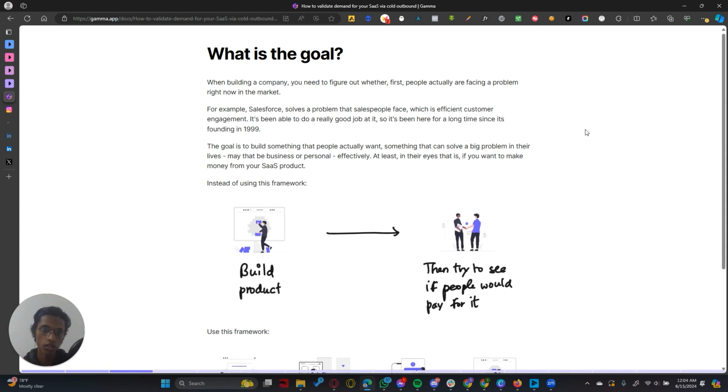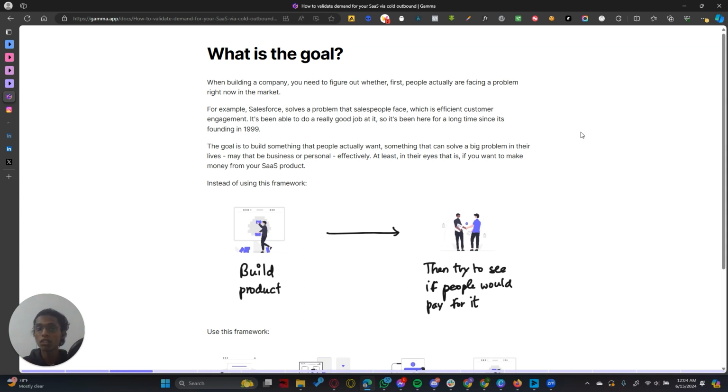What is the goal? When building a company, whenever you're building a product, you need to figure out whether people are actually facing a problem right now in the market. Does that product solve a real world problem? For example, Salesforce solves a problem that salespeople face, which is efficient customer engagement. It's been able to do a really good job at it, so it's been here for a long time since its founding in 1999. The goal is to build something that people actually want, something that can solve a big problem in their lives, may that be business or personal, effectively, at least in their eyes.